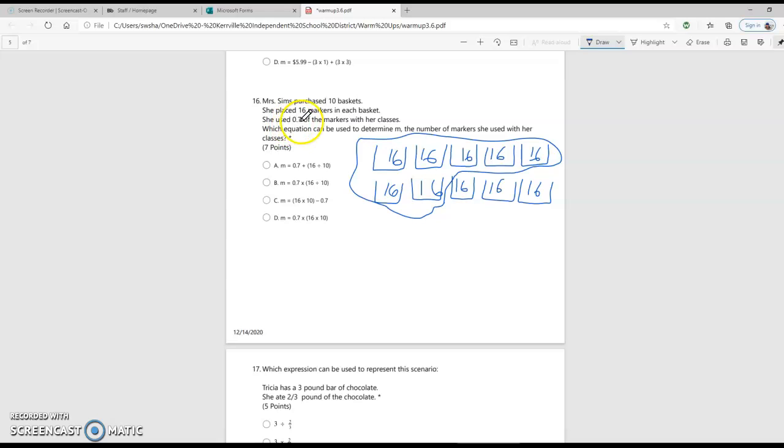when it says 7/10 of something, that means 7/10 times the total number of markers. So first you need to do 16 times 10, right, which is 160. And he's going to use 7/10 of that. So times 0.7. So you can put parentheses or you don't, that's the same. This is all multiplication. So your answer should be this one.